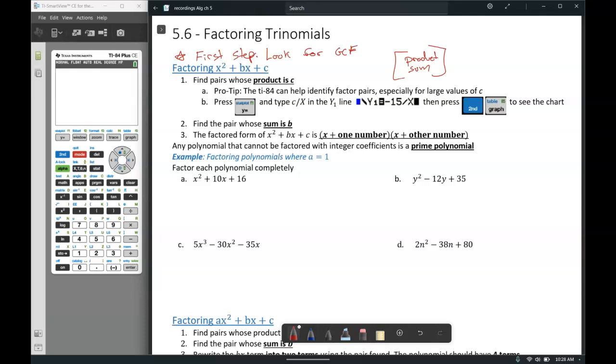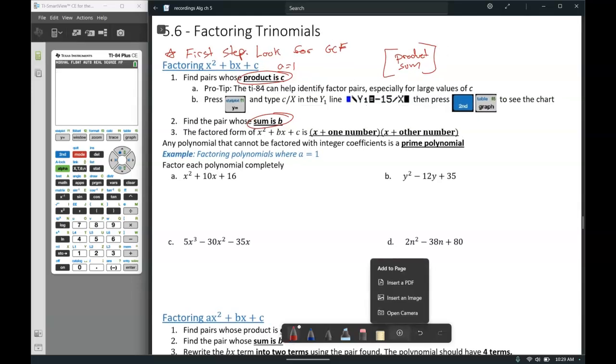So to factor our trinomial, when we have it in standard form, x squared plus bx plus c, and our a value equals 1, what we're looking for is a pair of numbers whose product is c and the sum is b. Once we find those two numbers, we're going to have two binomials where it's x plus or minus one of those numbers, and plus or minus the other number, depending on whether the number is positive or negative. Any polynomial that cannot be factored with integer coefficients, again, is considered a prime polynomial.